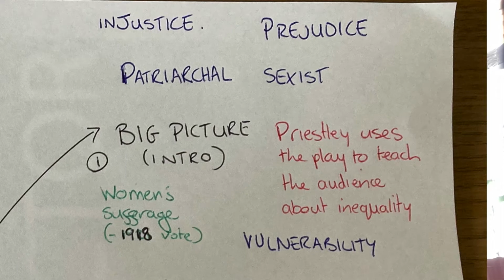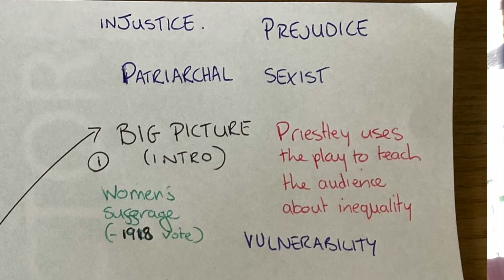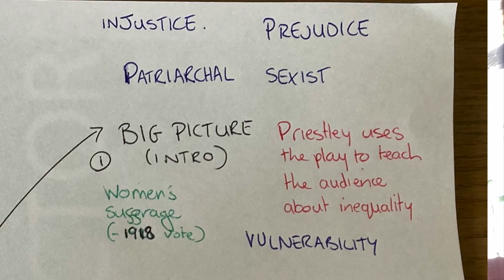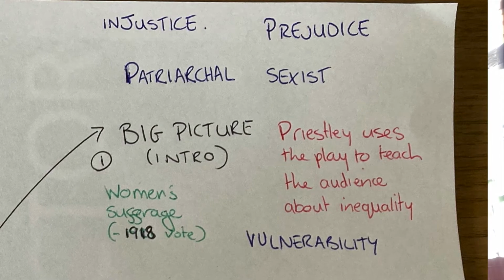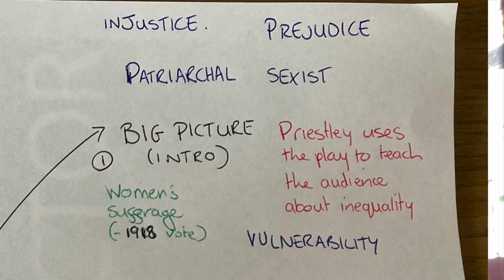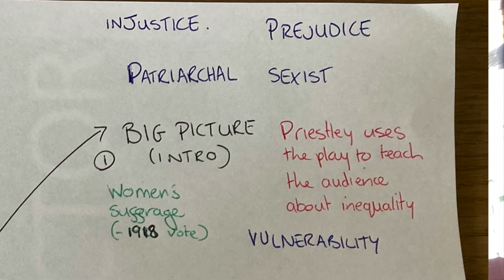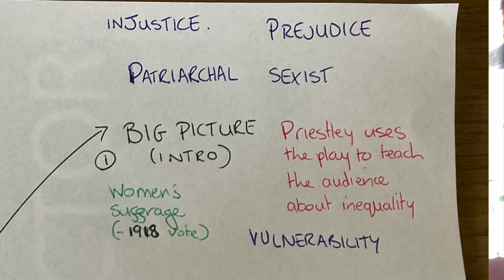Linking it back to, say, for example, when we looked at the responsibility essay, we talked about an ideology, the ideas that Priestley's trying to present here. I've also tried to include, if possible, some contextual information. So we know that the play is set in 1912, but it was actually written and first performed in 1945.